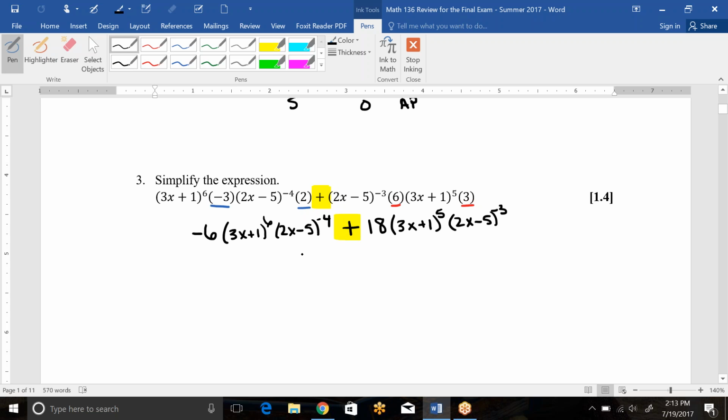Okay, so what we're going to try to do to finish this, simplifying means that we're going to try to get it into its simplest form. So we're going to see if there's a GCF that we might be able to pull out.